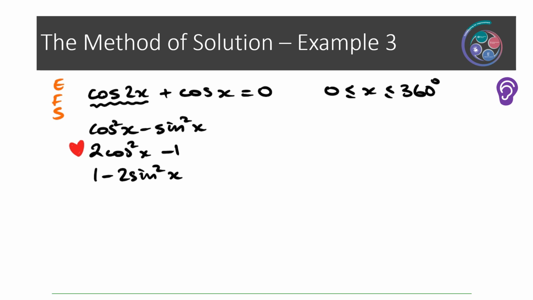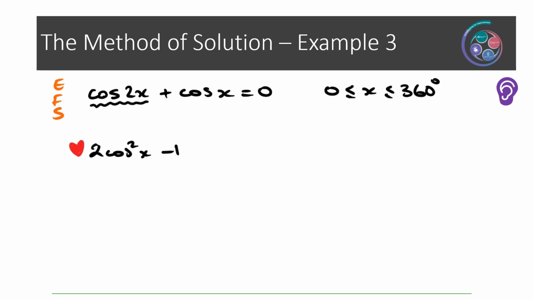And what about 1 minus 2 sine squared x? Well, again, it's pretty much the same as the first reason. If I start introducing sine squareds and I've got coses in the question, that's not going to factorise very easily. Okay, so I'm going to stick to the second method. So let me remove the first one, because we're not going to be using that. And let me remove the last one, because we're not going to be using that as well.